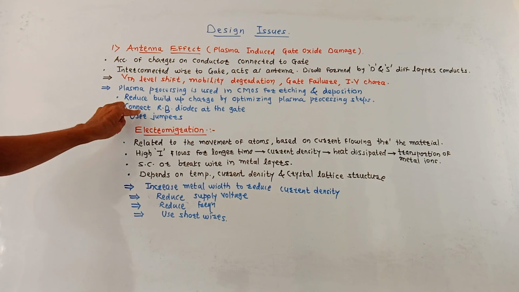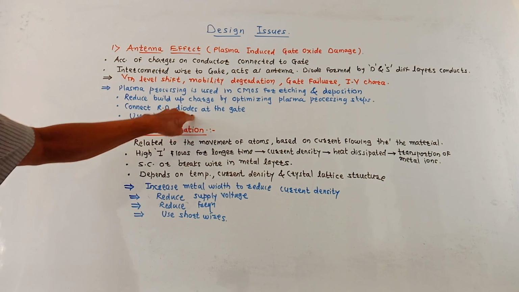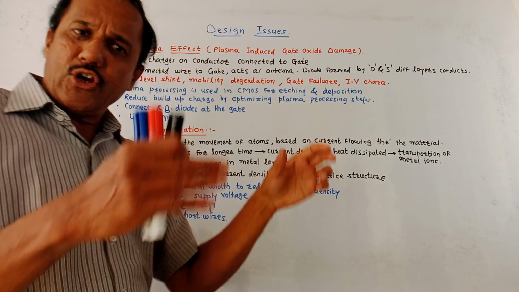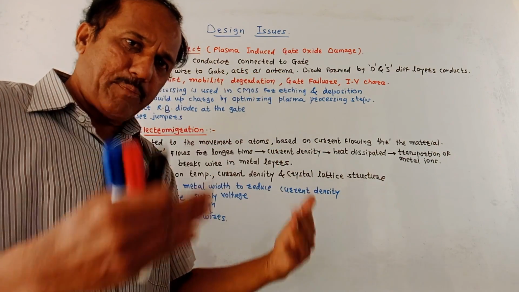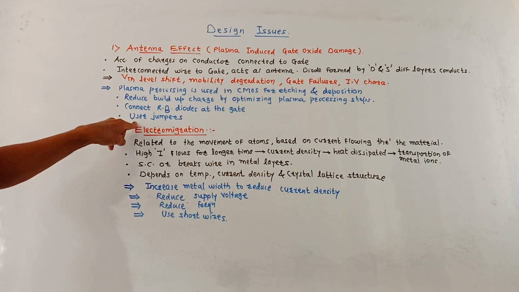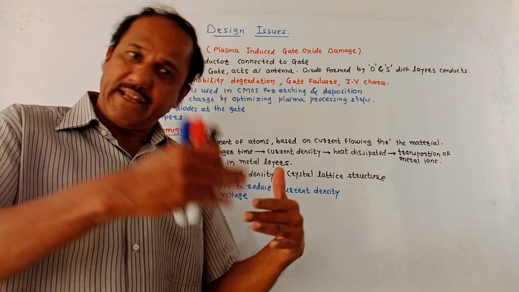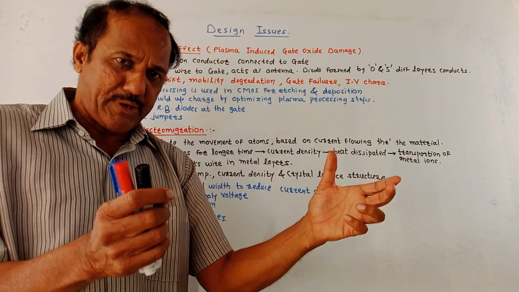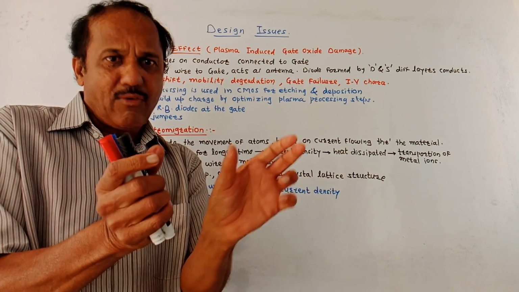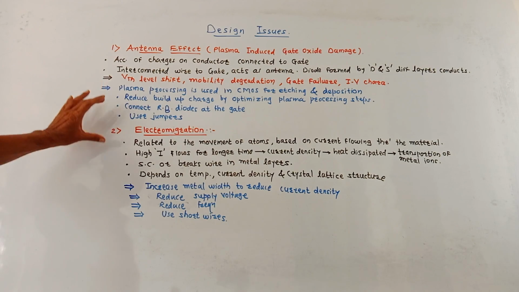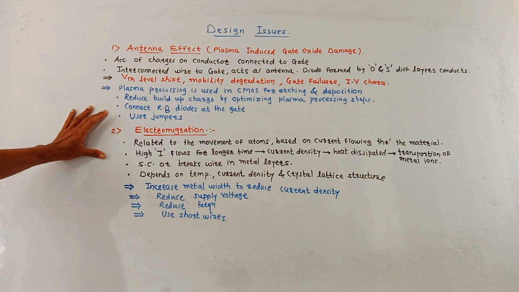Then connect reverse bias diodes at the gate terminal. This reverse bias diode will not affect the normal performance of the structure, and use jumpers wherever it is possible instead of using a direct connection, because if you are using jumpers, then the length of the connecting wires gets reduced. Second effect is electromigration.